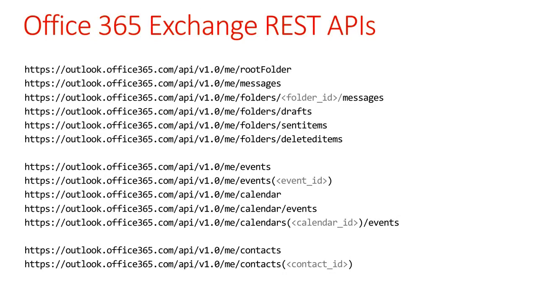They're all going to be done using the outlook.office365.com endpoint, and then you go /API/v1.0/me, and then it just depends on what you want to get done. You can look at a collection of messages, you can look at a collection of your folder, the root folder, you can get a list of all the messages within a folder, you can look at the drafts folder, the sent items folder, and the deleted items folder, which are all special folders.